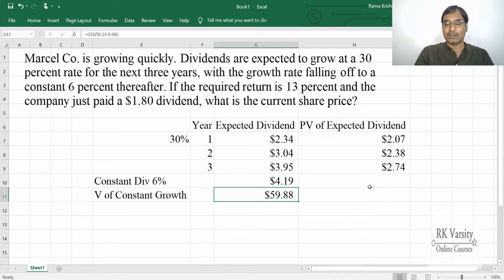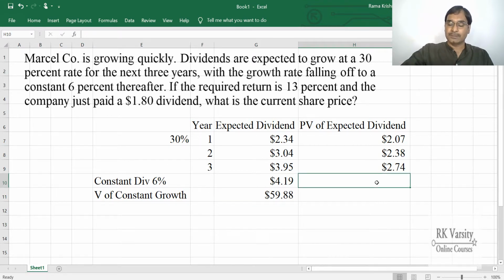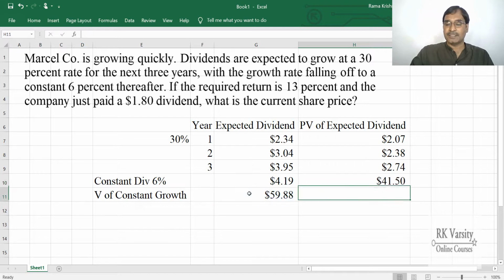Now we'll discount this to present value. So this equals to present value, rate is discount rate, that is 0.13. Then duration is 3 years ahead, so we'll take 3. Then PMT, no PMT is there. Then the value which you are discounting, so minus your value of a constant growth. Close the bracket, press enter key. So the present value of a constant growth is 41.50.